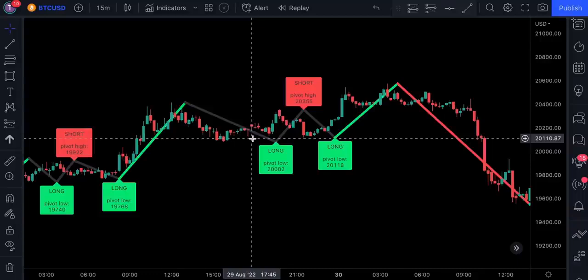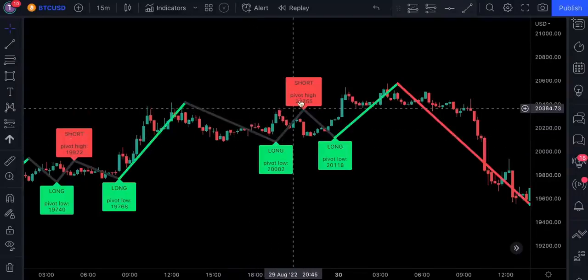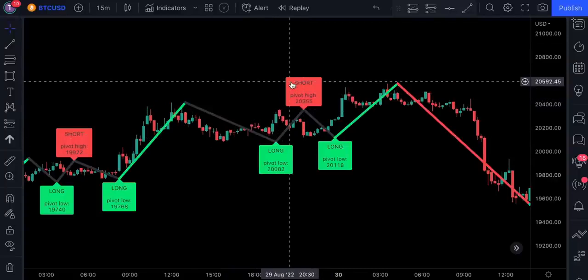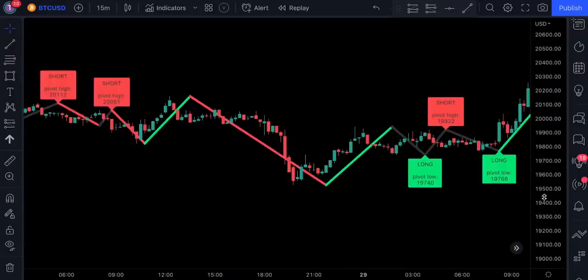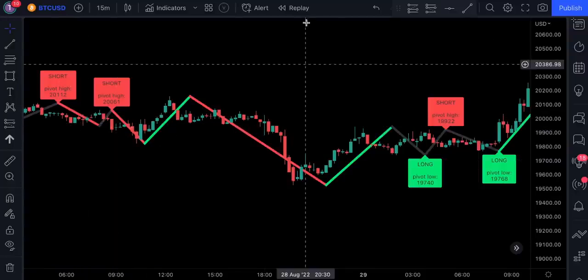The indicator is really easy to read so that even a beginner can use it. Every time a green label that says long appears on a chart, this is a signal to buy. And if a red label appears that says short, this is a signal to sell. If we take a look at some of these signals, we can see that they're really accurate.